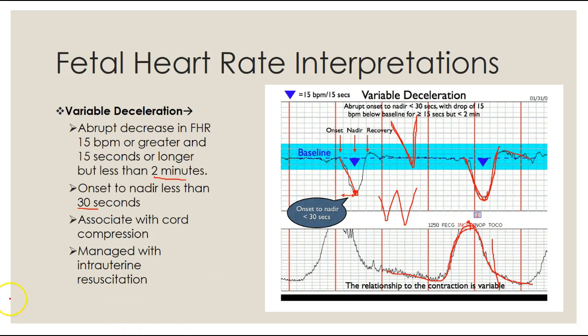We manage these, again, with intrauterine resuscitation. Variables that are occurring because of contractions like this could be related to positioning. So turning the mom from one side to the other side or getting her off of her back can really help sometimes with the variables.